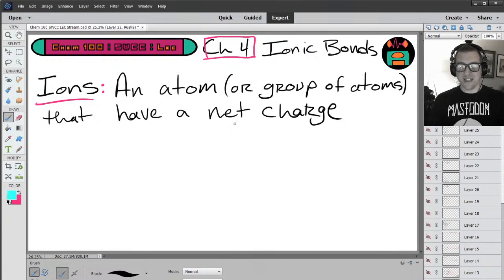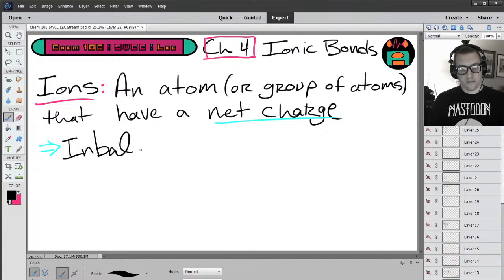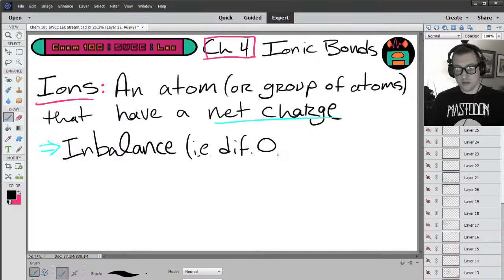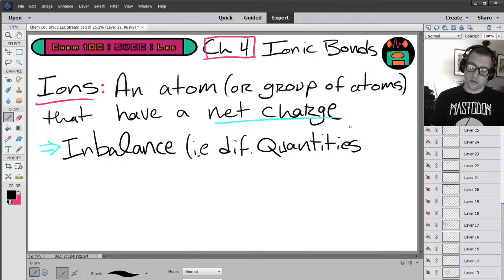All right, what is a net charge? A net charge is an imbalance, or, in other words, different quantities. Different quantities or an imbalance of protons and electrons.